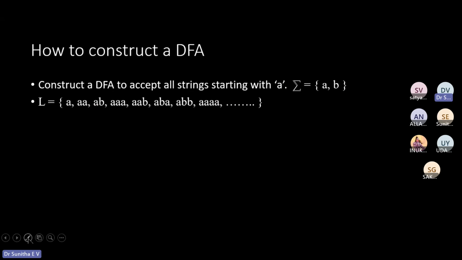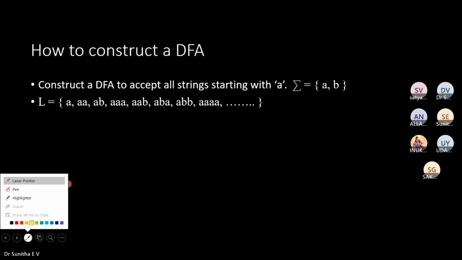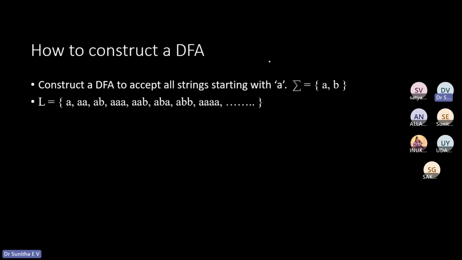So the thing is, the structure of the string is like this. The first character should be A. The remaining can be any combination of A and B. Any combination of A and B. The very first character should be A. The remaining can be anything. That is the structure of the string.